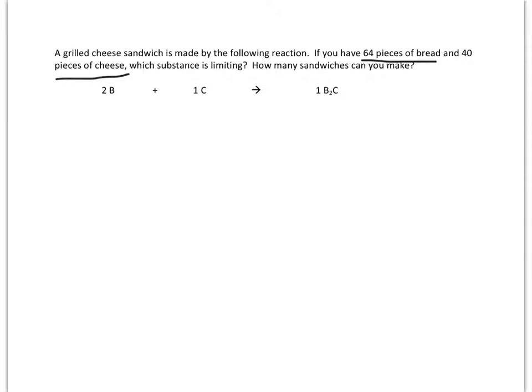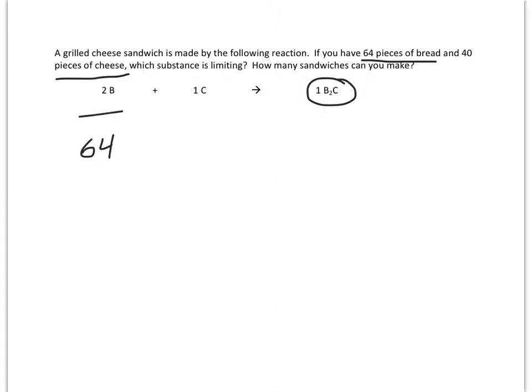Now, one way to do that is to pick a product. In this case, our sandwich is our only product, and figure out how much product you can make with each substance. So 64 pieces of bread, that's sort of equivalent to moles. As far as mapping, it's a count, that's why it's equivalent. So I'm going to write 64 under bread, not right under bread, just to keep this idea of avoiding that.